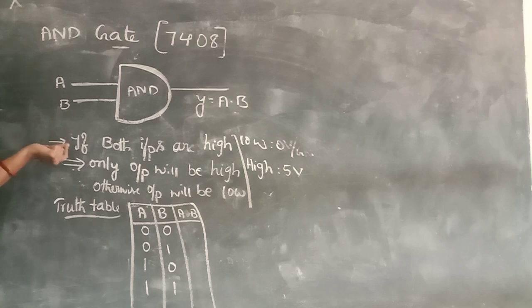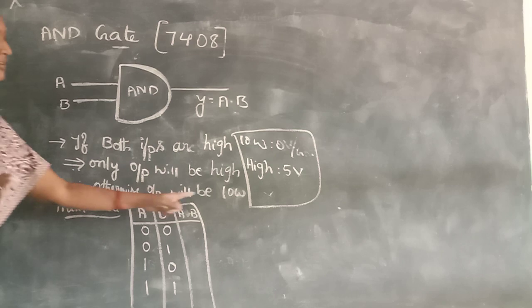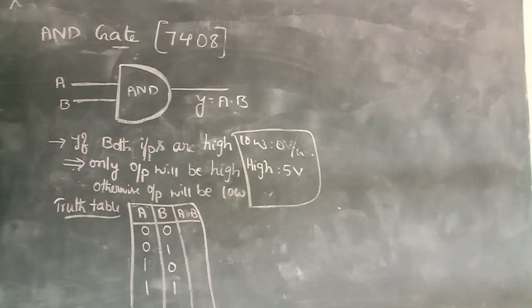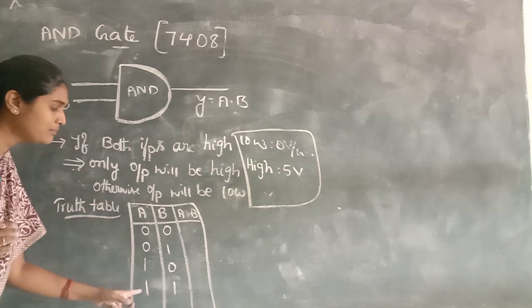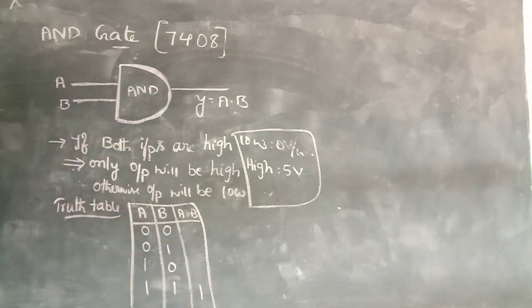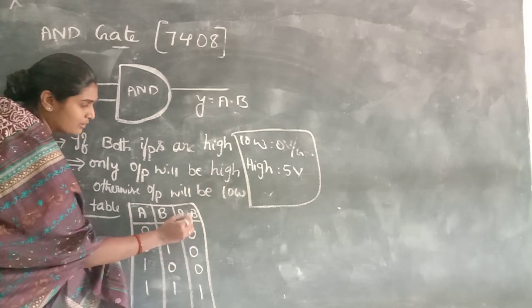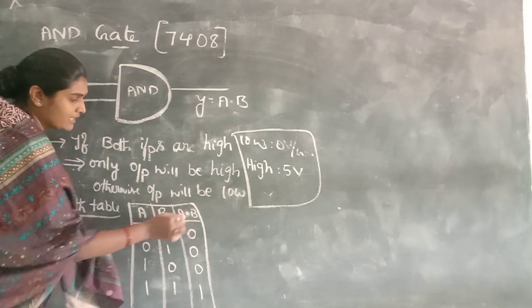And next, what is the logic? If both inputs are high, then only the output will be high. Otherwise, the output will be low. That means if both inputs are high, both inputs are 1, then only the output will be high, that is 1. Otherwise, the output will be low.